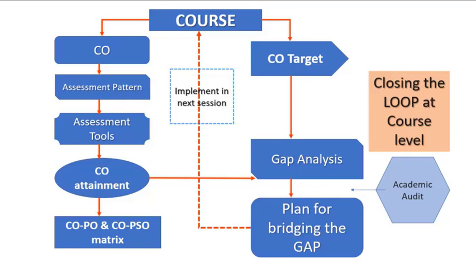This is the quality loop for course outcomes. From the figure, we can see that the courses are defined by some course outcomes, and outcomes are assessed as per assessment pattern, and assessment tools are used to measure the outcomes or the attainment levels.